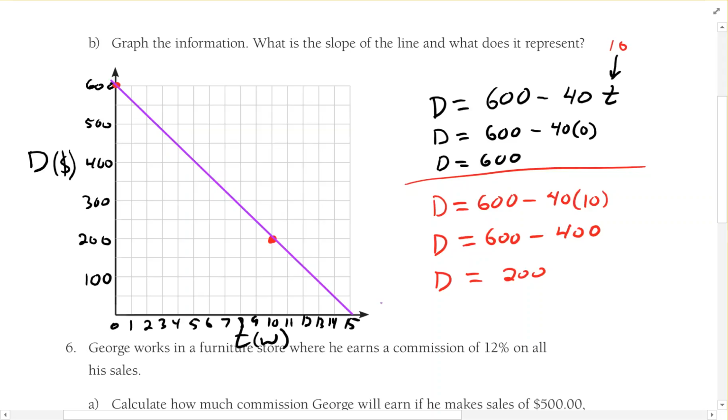So then that's going to be our relationship, right? So it looks like it's going to take 15 weeks to completely get our debt down to 0, right? It gets to 0 right there. So it's going to take 15 weeks.